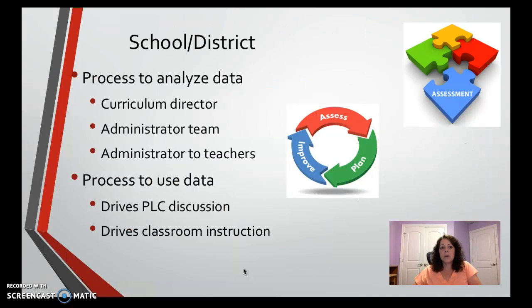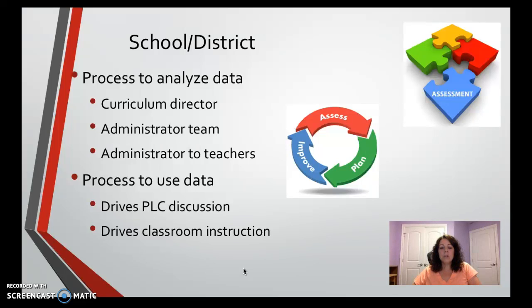So in our school district, the process to analyze data really starts with the curriculum director, and she gets all of that information and then starts to disaggregate it a little bit, and then she takes it to the administrator team, which is comprised of all of the building administrators and of course our superintendent and the curriculum director. And they talk about the different assessments, and then the administrators take that data and bring it back to the teachers, and then to use the data, they are ideally supposed to drive our PLC discussions.